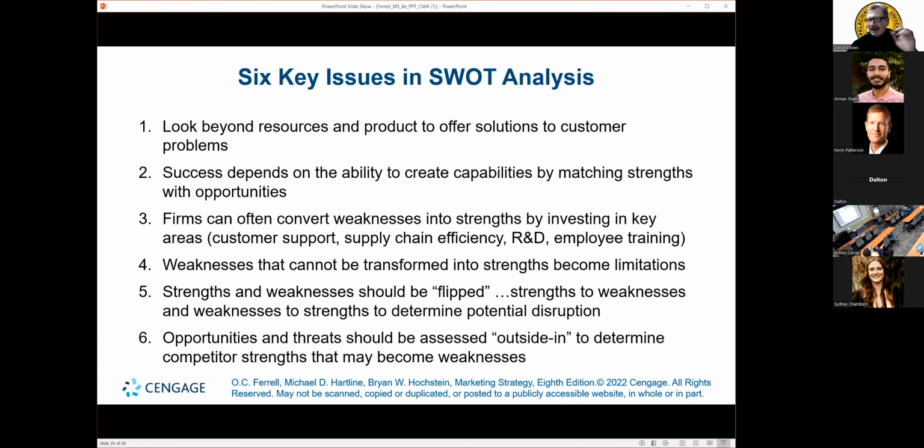And remember, as I showed in the previous slide, strengths and weaknesses should be flipped. Strengths to weaknesses, weaknesses to strengths, because remember, we're all into disruption. We want to change the status quo. We want to make things different. And the opportunities and threats should be assessed to determine the competitor's strengths and how they may become weaknesses.